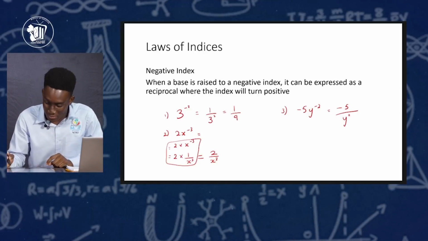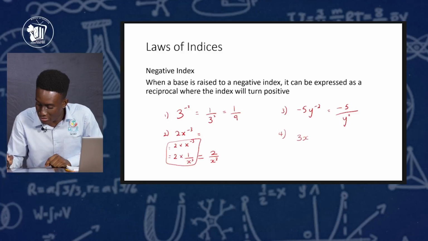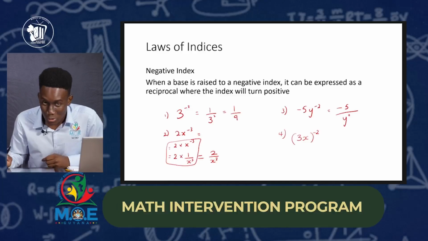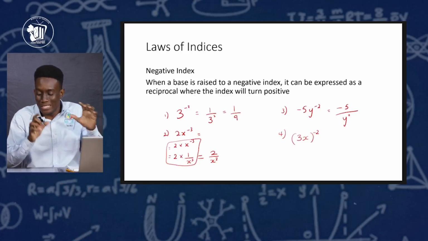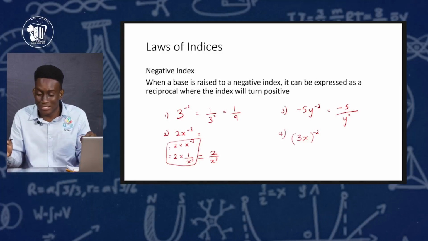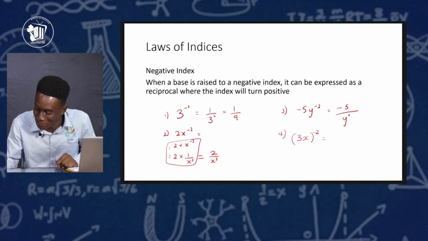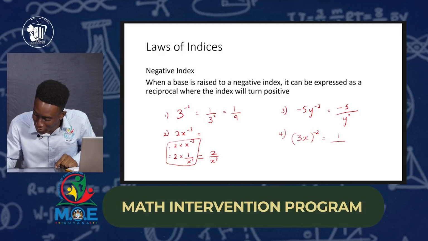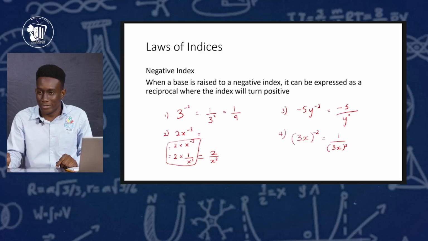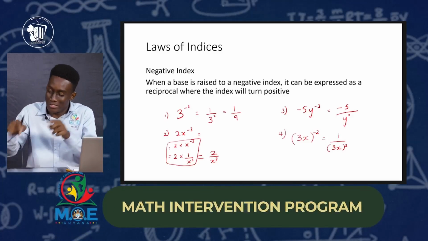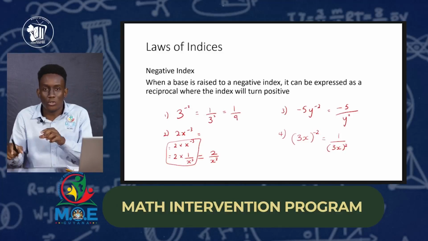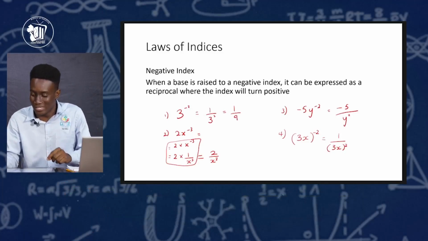But let's look at this example. 3x all raised to the negative 2 power. Now in this case, as we can pick up a pattern from the previous example, the entire 3x is being raised to the negative power. So this will become 1 over 3x to the positive 2 power. But we're not done as yet. We see we can use the other law that we learned to simplify this even further. So 1 over 3x all raised to the second power.